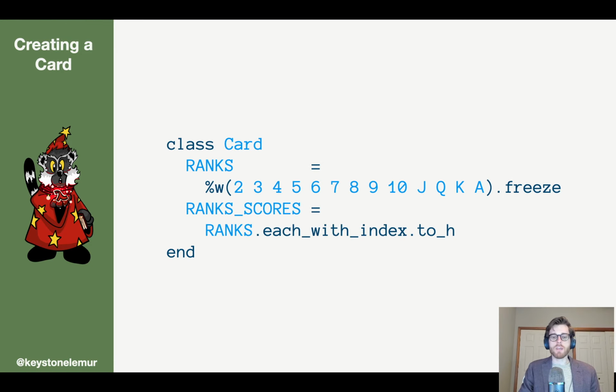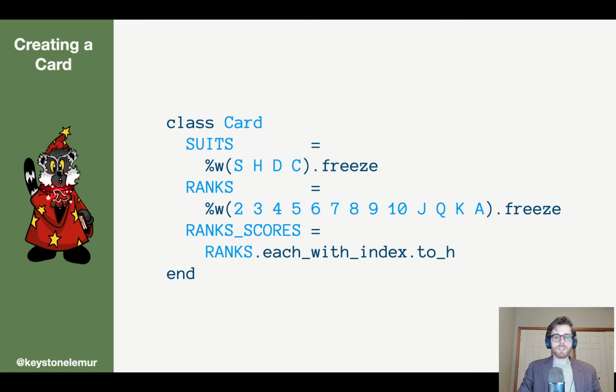We also want to give them a numerical index so we can reference them and find out what score is associated with each rank. While we could use some form of find index here, this is quicker for runtime and is referenced later as a constant for that purpose. What we're doing here is using each with index, which will take each of those ranks, zip them with the index, and convert that to a hash, meaning that 2 would point to 0, 3 would point to 1, and so forth. That leaves us with a few constants to define the data of our class.